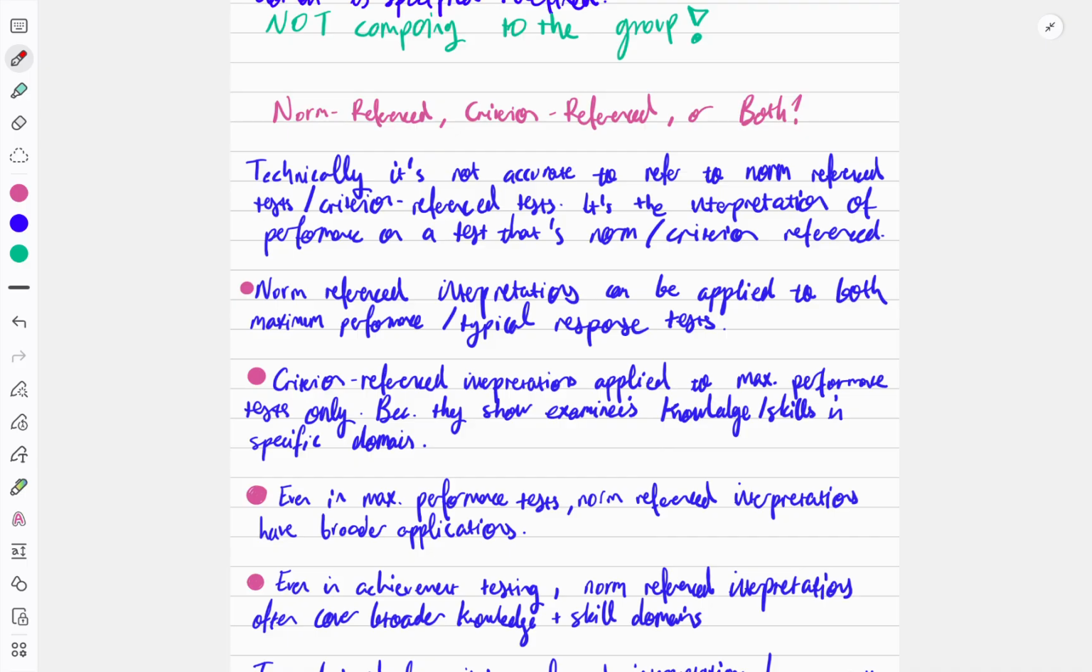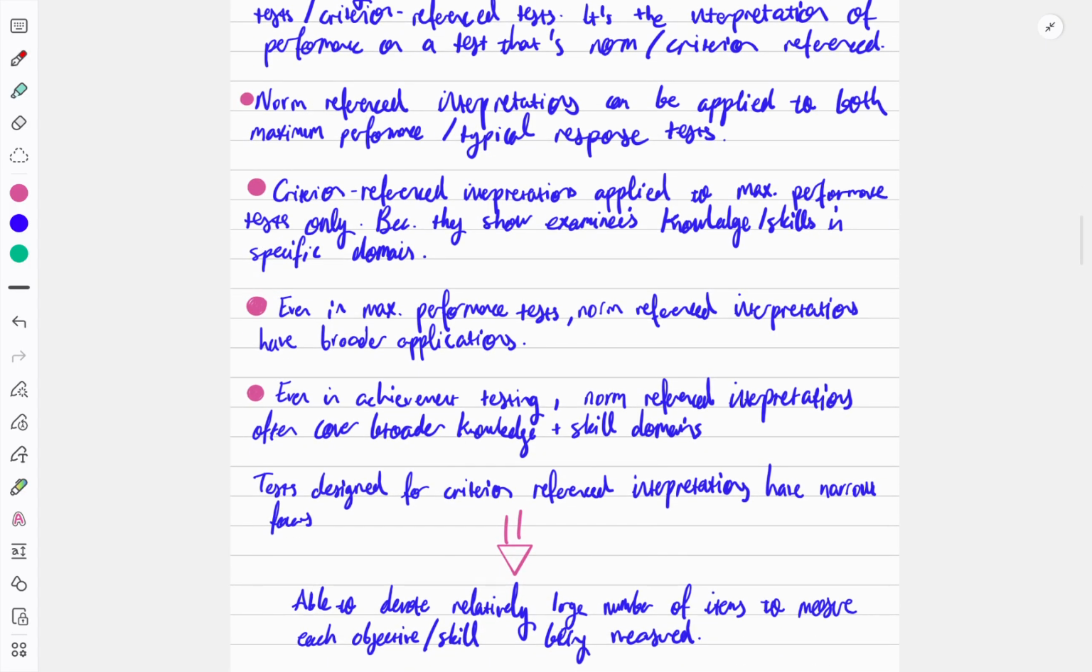Because they show the examinee's knowledge or skills in a specific domain, even in maximum performance tests, norm reference interpretations have broader applications. Criterion reference only focuses on whether they have enough knowledge and enough skills, but it's not focusing on a lot of things that norm reference is focusing on. And even in achievement tests, norm reference interpretations often cover broader knowledge and skill domains.